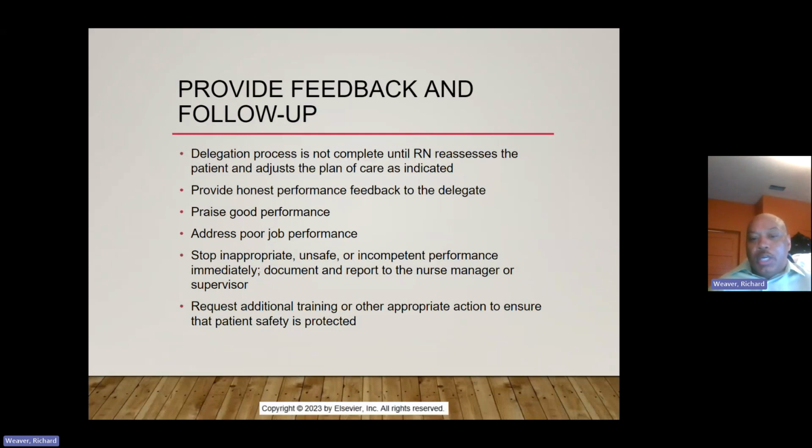In addition, the nurse should report additional training or other appropriate action for the staff member to ensure that patient safety is protected. And maybe that's what the person needs. Maybe the task that they were performing, the unsafe task, they just did not receive adequate training on, and therefore they should be allowed that opportunity. The RN has a professional responsibility to intervene appropriately when poor performance is observed.